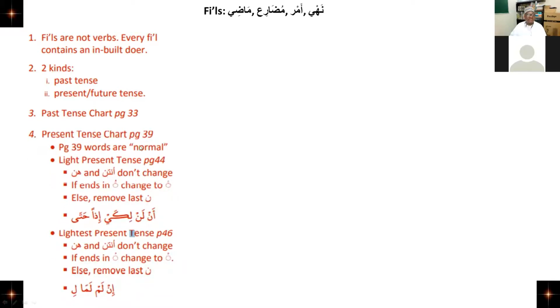The difference here is that fi'l mudari has certain letters called the anita letters: Hamza, Nun, Ya, and Ta. Anytime you see them, you know that the fi'l is mudari. And fi'l mudari are of three types. We have the normal fi'l mudari, and then we have the light fi'l mudari, and we have the lightest fi'l mudari.